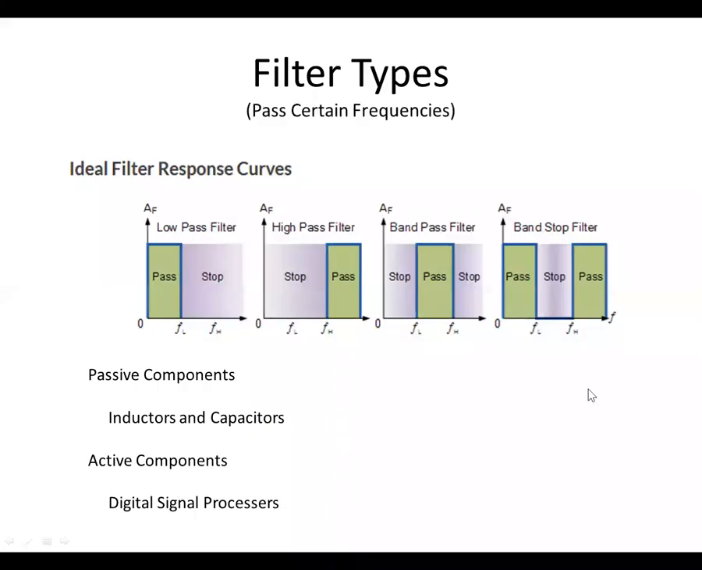Now we're going to take a look at filter types. What we're talking about in terms of a filter is a device or a circuit that passes certain frequencies. There are several different types of filters. We've seen some of these already, but these are characterized as ideal filter response curves. For example, here a low pass filter would only pass low frequencies up to whatever the limit frequency is, and then completely block the higher frequencies. The reason this is called an ideal filter is that it absolutely cuts it off with no higher frequencies getting through.